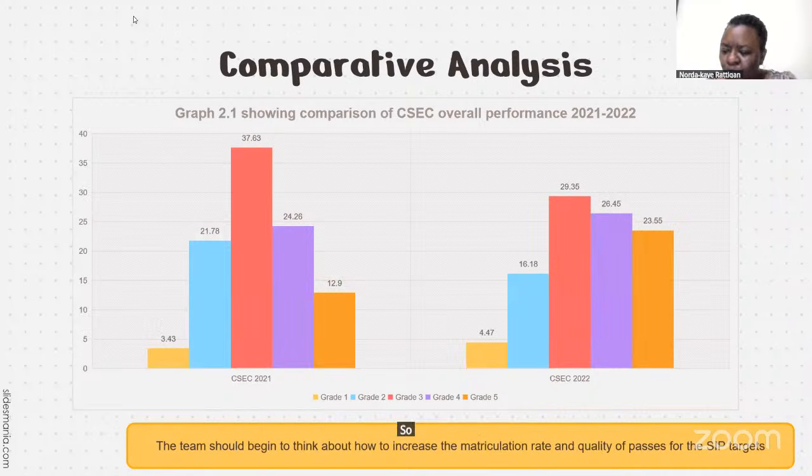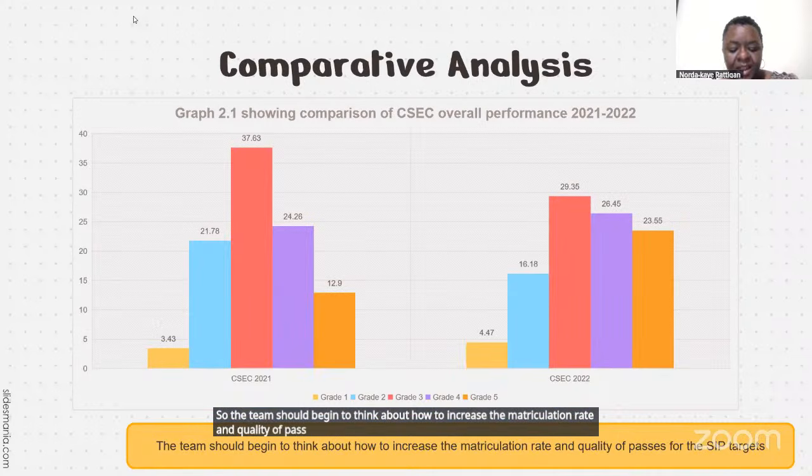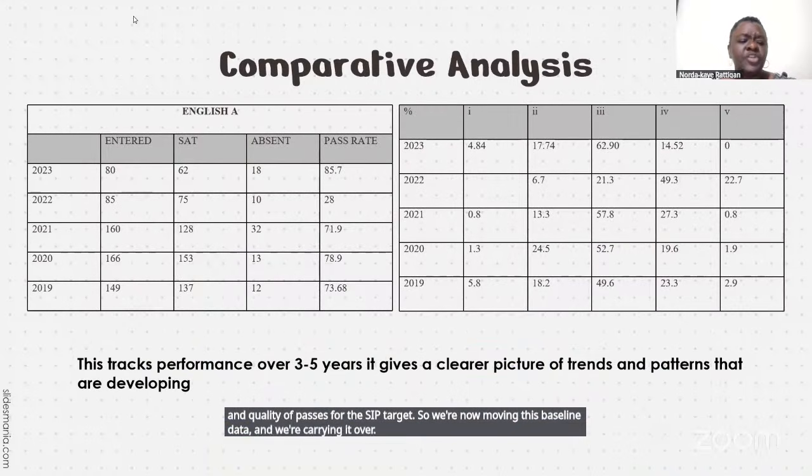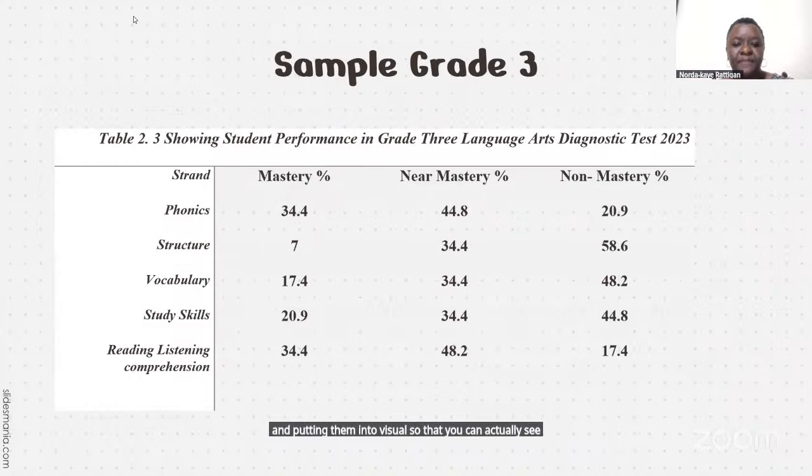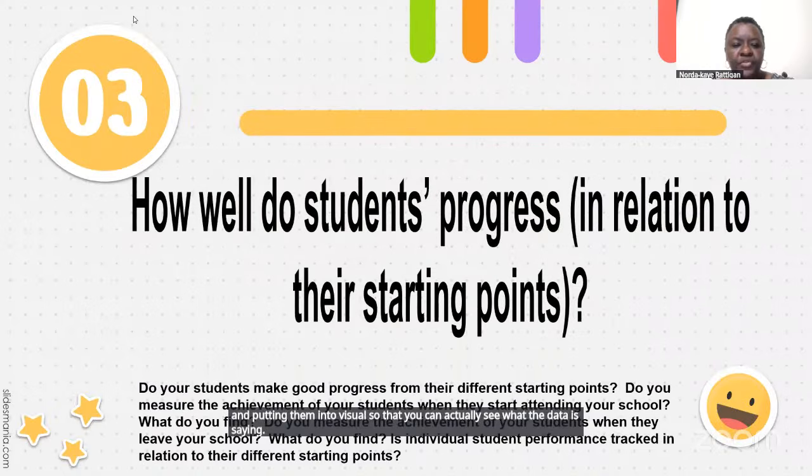So we have some data to work with now. The team should begin to think about how to increase the matriculation rate and quality of passes for the SIP target. So we're now moving this baseline data and carrying it over. These are just other ways that you can track your school data and put it into visuals so that you can actually see what the data is saying. And these are just samples.